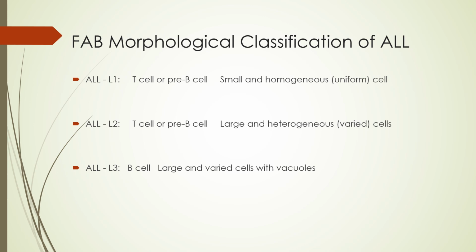Acute lymphoblastic leukemia L2, it may be either T cell or pre-B cell. The lymphoblasts are large and of different shapes and sizes. Acute lymphoblastic leukemia L3, it's a B cell. The cells are large and varied with vacuoles. Vacuoles are hollow-shaped things in the cytoplasm. So we have three types of acute lymphoblastic leukemia according to FAB morphological classification: L1, L2 and L3.